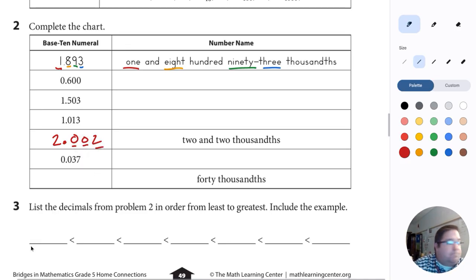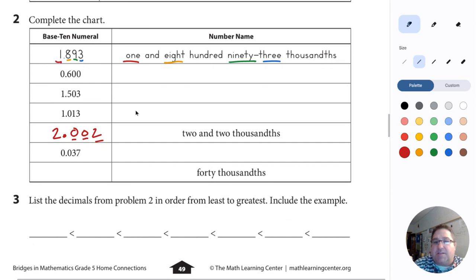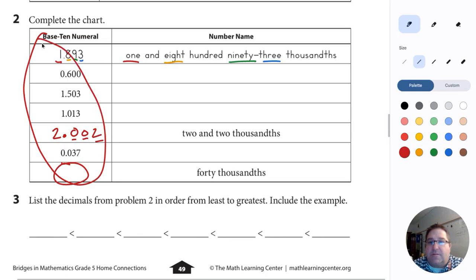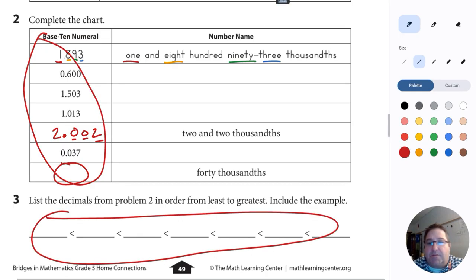Number 3, list all these decimals in order from least to greatest. So we still got to figure out this guy here. But once we have all of those, then take just these decimals and put them down here in order from least to greatest. So start with the smallest and then work your way up.